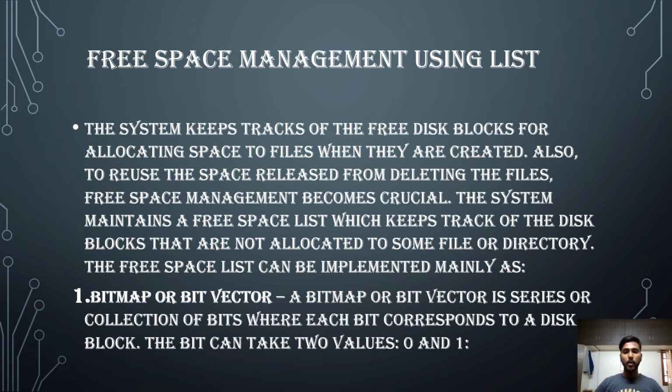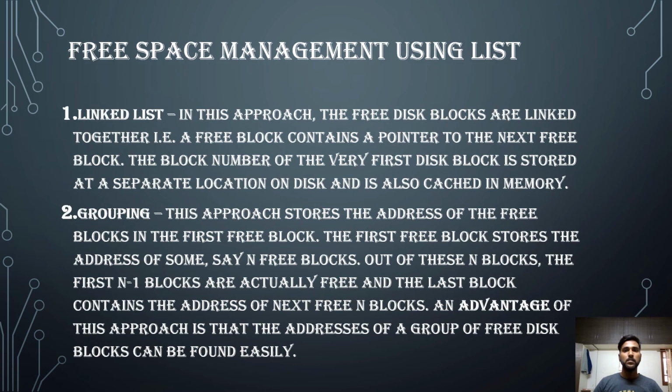A bitmap or bit vector is a collection of bits where each bit corresponds to a disk block. The bit can take two values, which are zero and one. The next one is linked list. In this approach, the free disk blocks are linked together. A free block contains a pointer to the next free block. The block number of the very first free disk block is stored at a separate location on disk and is also cached in memory.